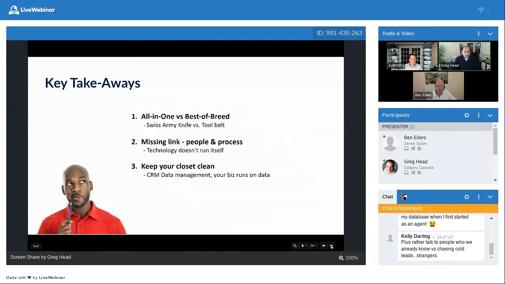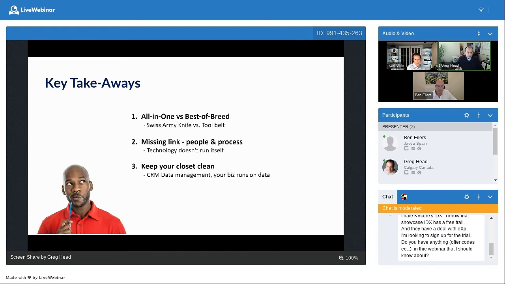Okay, so real quickly, these I think are the most important things you would want to take away from today when you're thinking about a tech stack. Number one is consider all-in-one versus best of breed. All-in-one may not always be the tool that you want for something such as your showcase or your website. I like to look at it as a Swiss Army knife versus a tool belt. Number two, the missing link: people and process.